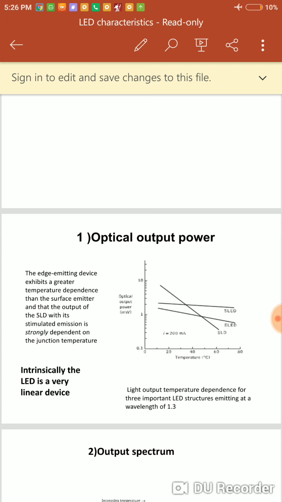First is output optical power, that is the graph of output power versus the temperature. In this, as the temperature increases, the output power decreases exponentially because the quantum efficiency of LED decreases exponentially. That is the first point.